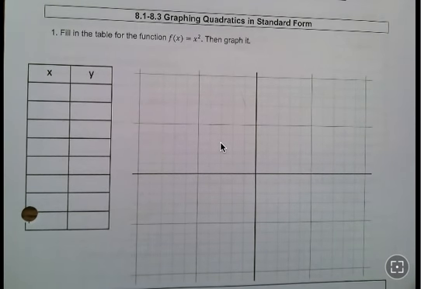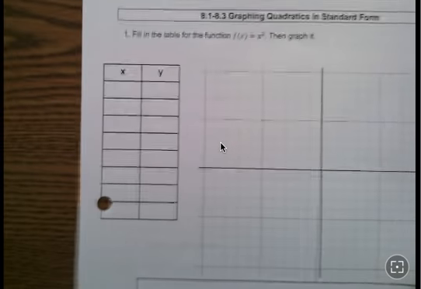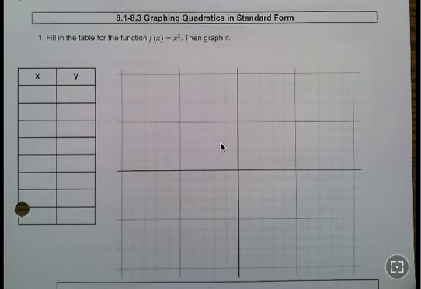This is chapter 8, and chapter 8 is graphing quadratic functions. We're going to take the first three sections, 8.1 to 8.3, which is graphing quadratics in standard form. And that's what this video is going to be focused on. There are two other parts to chapter 8.